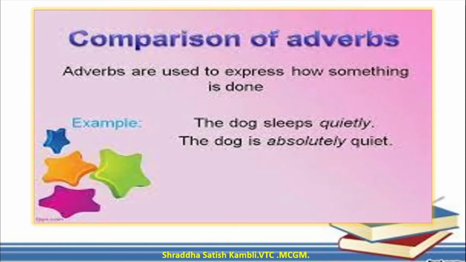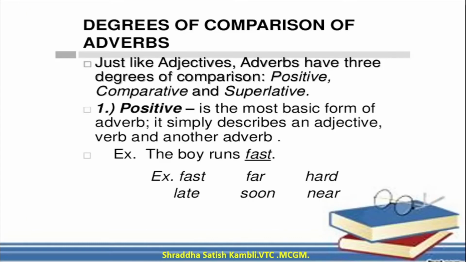So we say the dog sleeps quietly, the dog is absolutely quiet. Okay, these are some kinds of adjectives that we use. So quietly is one adverb, absolutely is one adverb. Okay, so let's take a look at the degrees of comparison of adverbs.